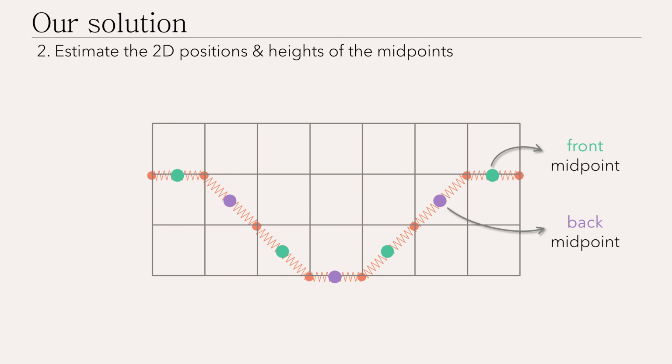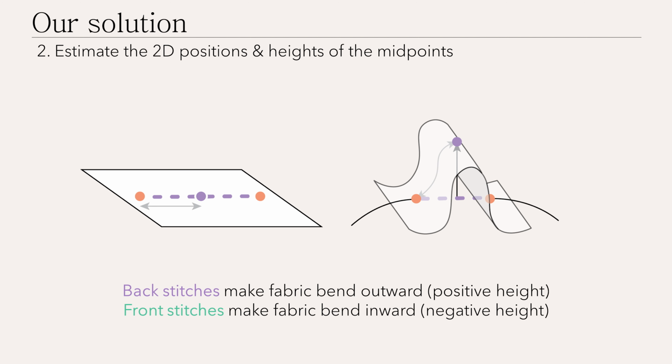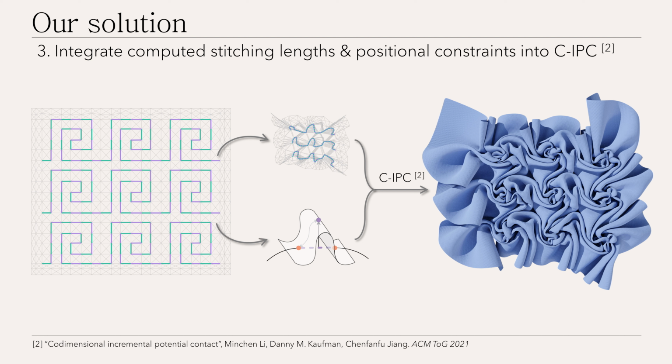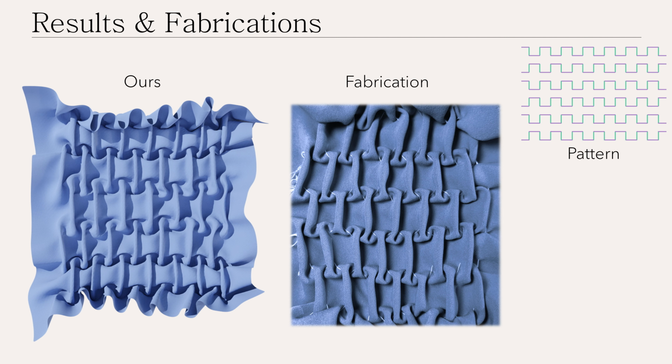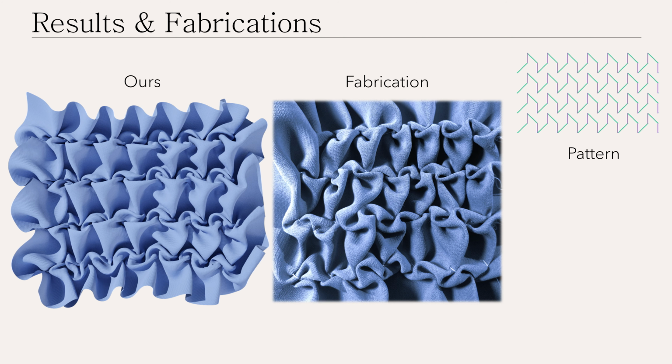We then sample the midpoint on each stitching spring and assign a height that differs from the initial 2D plane to encode the front and back information. More specifically, a backstitch would make the fabric bend outward, which leads to a positive height of its midpoint, while a front stitch has the opposite effect. Next, we use the calculated positions of the stitching nodes and their midpoints to guide CIPC in deforming the fabric at a finer resolution. Here are some examples of Italian smocking patterns.